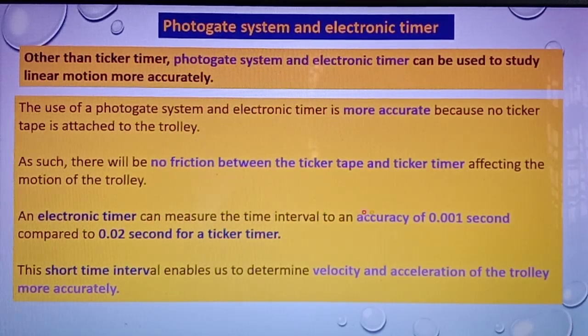Very small time values can be measured by using an electronic timer, as compared to the ticker timer, which only goes down to 0.02 second. So this short time interval enables us to determine the velocity and acceleration of the trolley more accurately. Okay, so this is more accurate than the ticker timer.